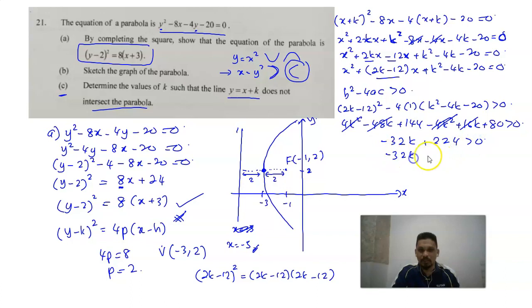Negative 32k greater than negative 224, and k greater than negative 224 divided by negative 32 equal to 7.